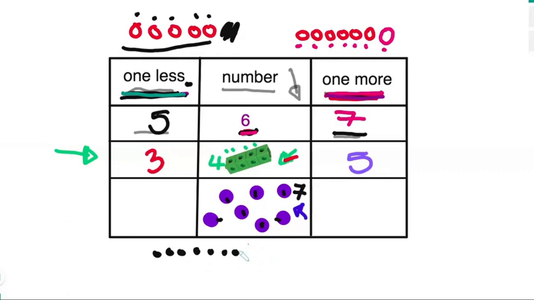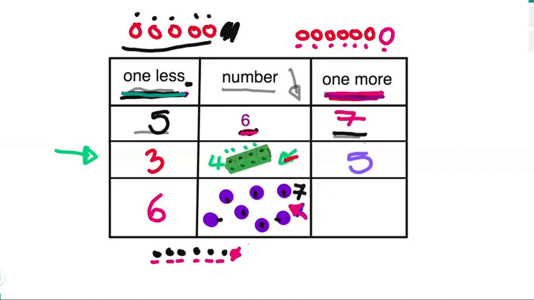Are you ready? Here we go. We're going to take away 1 with a nice pink and count how many we have left. We have 1, 2, 3, 4, 5, 6. We have 6 left. Did you work that one out yourself? Absolutely fantastic. So we're going to draw a nice 6 in our chart. Fabulous.